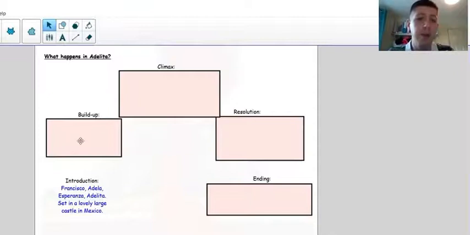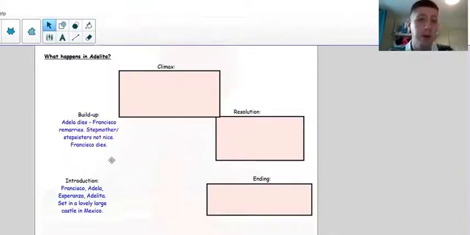Then to build up the story, sadly, Adela dies and Francisco remarries. He remarries Donna Michaela, the stepmother, and she and the stepsisters are not very nice. And then, sadly, Francisco dies. So you think, oh, what's going to happen to Adelita now?